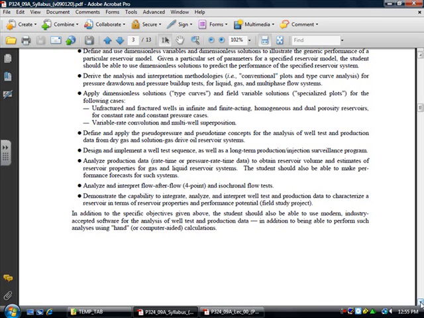Okay, so then we're going to derive analysis and interpretation plots. These will be semi-log plots, log-log plots, Cartesian plots. Some of them may involve the pressure drop and the derivative. And we'll show you how to apply them for drawdown and buildups. And then what we're going to do is take those dimensionless solutions, which are real pretty, and we're going to take your data, which is real ugly.